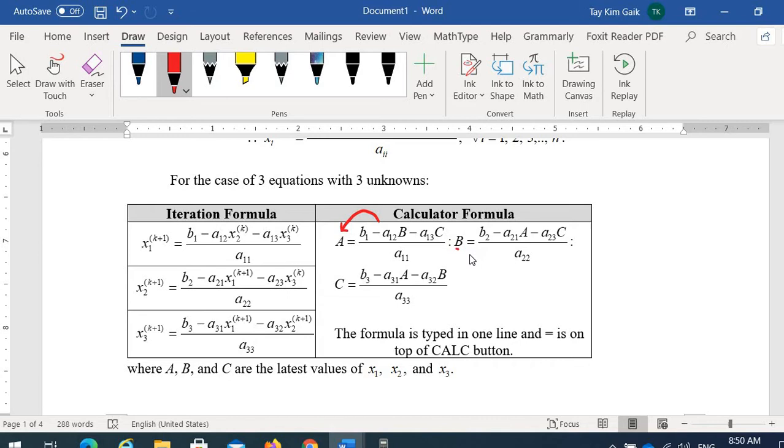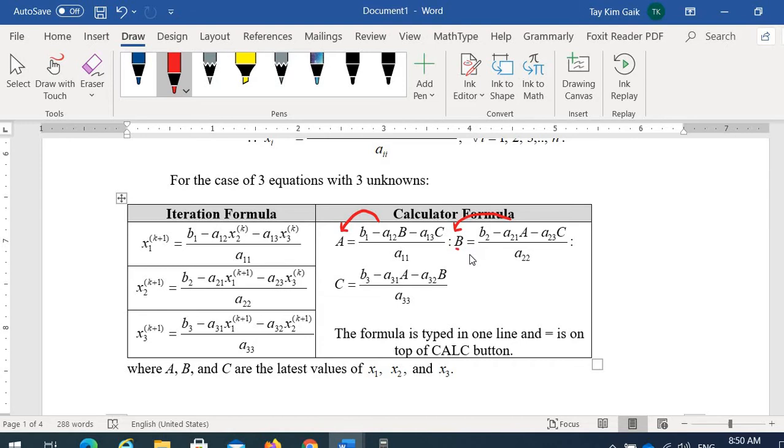So x1 at k plus 1 we found already in variable A. Just now, once we obtained the solution for the right side, we kept it in B. So B is actually the new solution for x2. So x2 at k plus 1 is stored in B. Using the calculator, we are going to use this way to solve the system of linear equations.